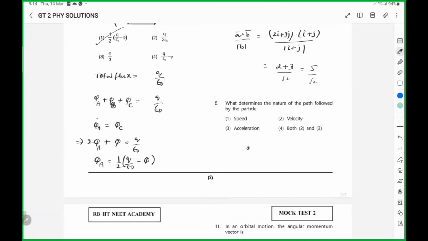What determines the nature of path? So here, when a particle is moving with some velocity, its path is determined by the force, whether it is moving in a straight line or in a circular path, some trajectory. So the path is determined by force, that is acceleration, as well as velocity.